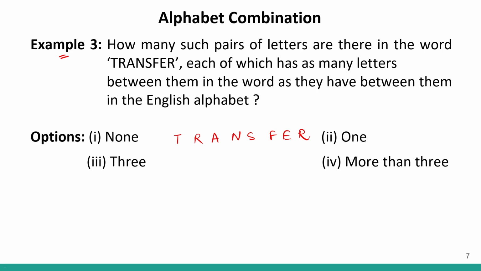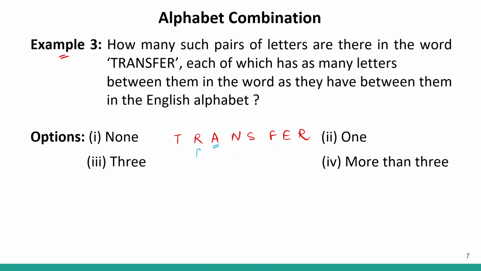Okay. So starting from T. What is the next letter after T? After T, we have U, V, W, X, Y, Z, and then we will start again from A. So, no common letter. Let us move on to R. After R, what do we have? S, T, U, V, W, X. Is there any common letter? No. So, we will move to A.